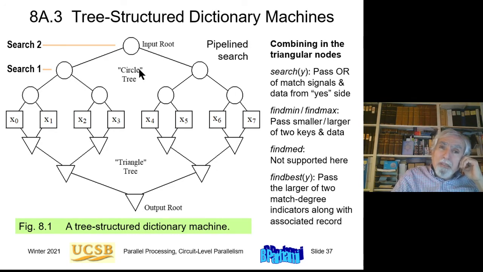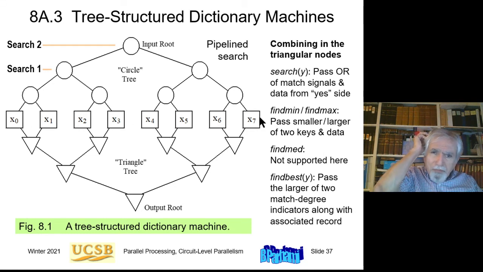So this is a tree-structured dictionary machine. It's basically two trees, the circle node tree and the triangular node tree, attached to each other, connected to each other back to back. So the leaves are shared between these two trees. Now records to be searched are stored in the leaves. So in this small example, I've shown only 8 records stored.